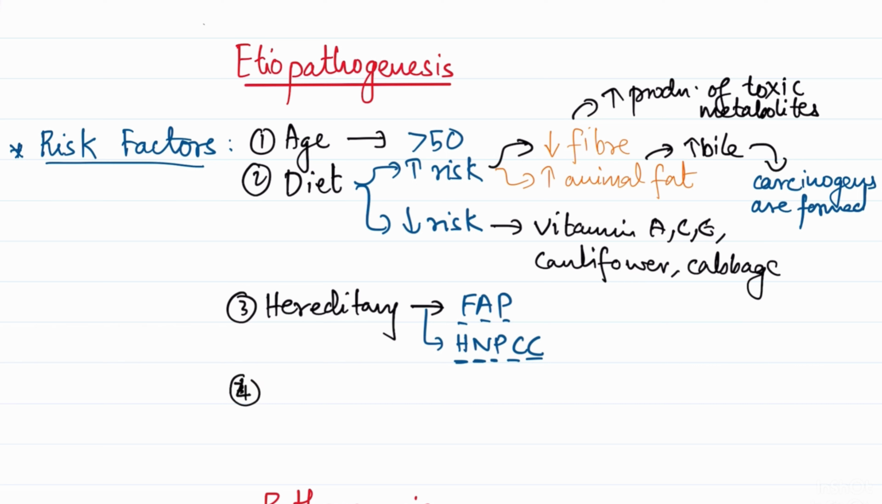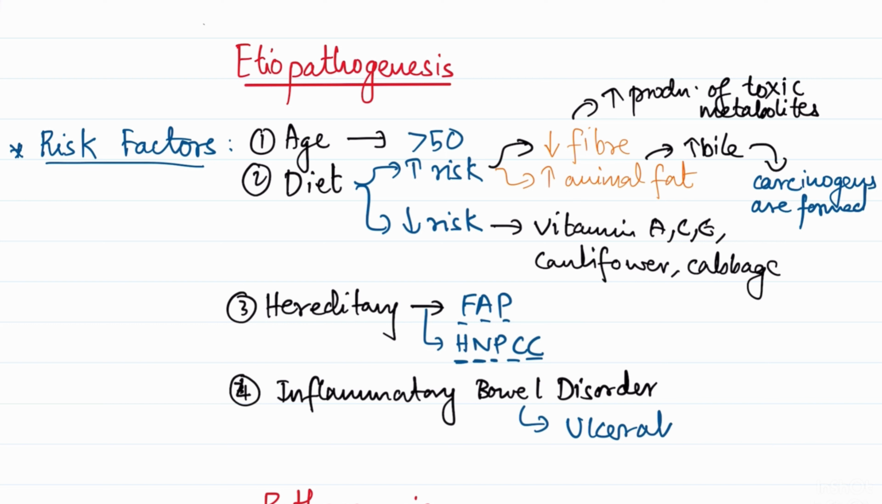In addition to that, we have inflammatory bowel disorder, which is again a risk factor. Long-standing cases of inflammatory bowel disorder could progress to CA colon, and we know there are two IBDs: one is ulcerative colitis and the other is Crohn's disease. When it comes to relative risk, ulcerative colitis has a greater risk than Crohn's disease. The other risk factors are previous history of colon cancer, long-standing tobacco use, and family history of colon cancer.